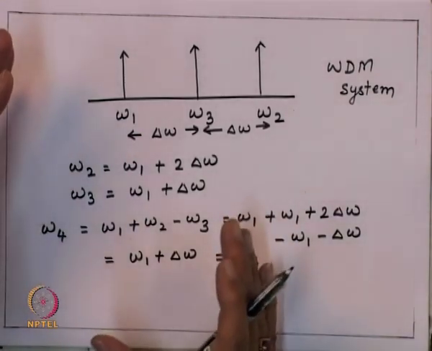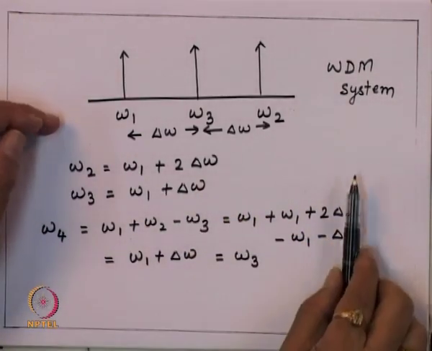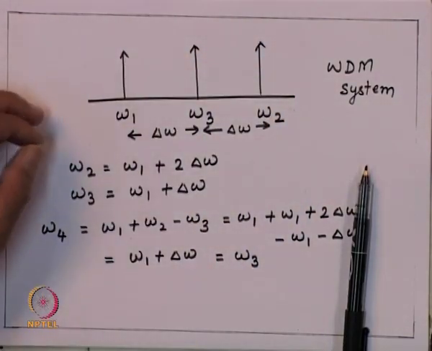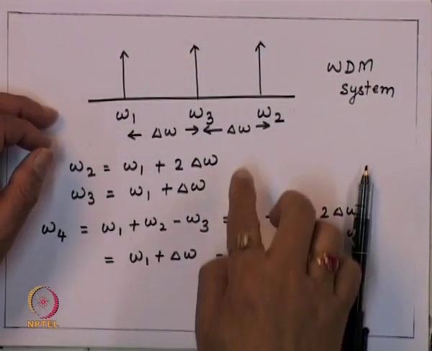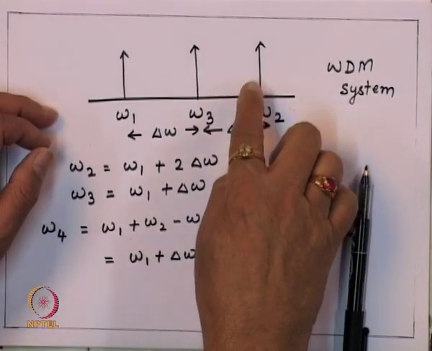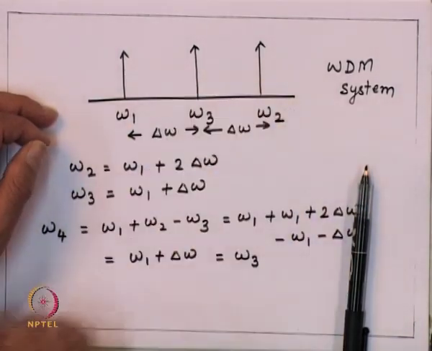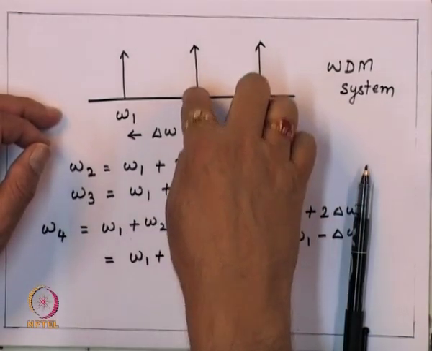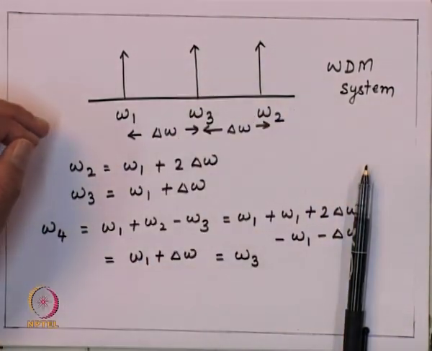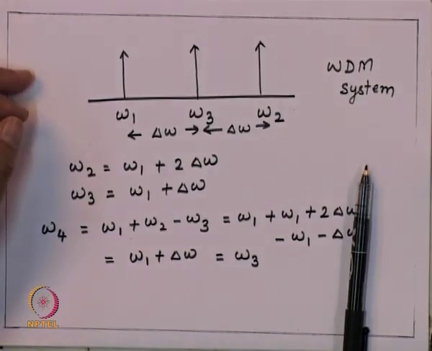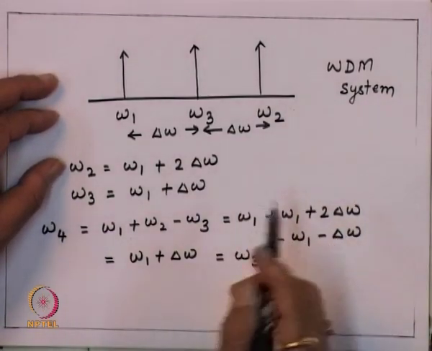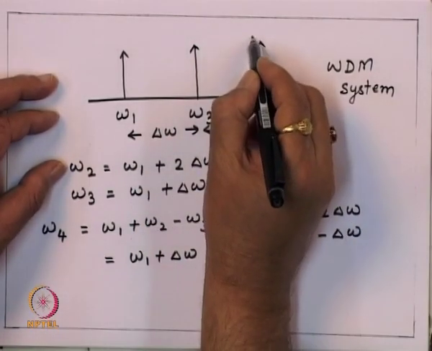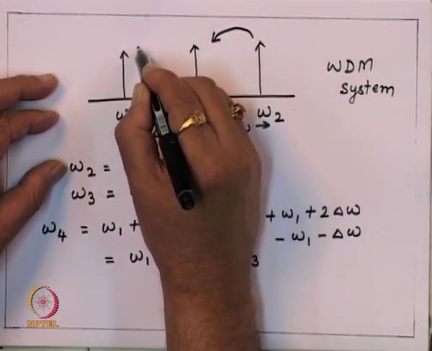So, now this phenomenon, look at it. When these two frequencies omega 1 and omega 2 start propagating, they have a tendency to generate a frequency which is omega 3. And omega 3 is the frequency corresponding to another WDM channel. But what this means is that by this nonlinear process, these two channels are going to put the power into this channel.